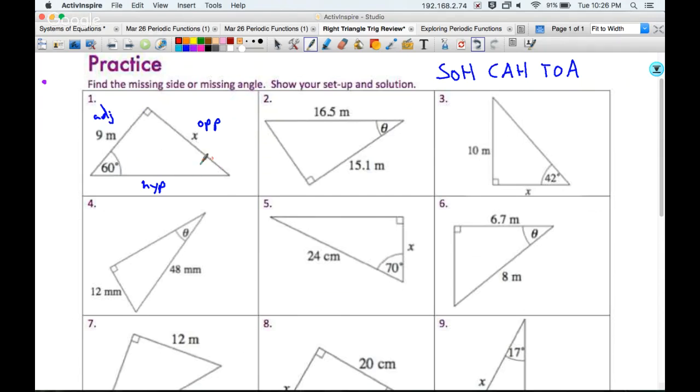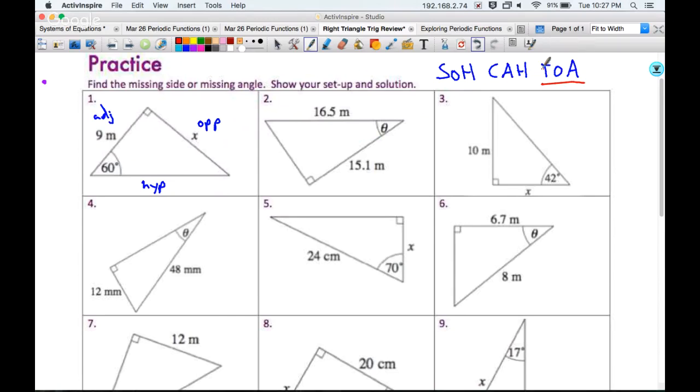If I wanted to focus on this angle over here, I could figure out its measure. It would be 30 degrees because of the triangle sum postulate. But I'm focusing on the 60-degree angle. So from here, the opposite is my unknown, the adjacent is my known, so I can set up the equation that connects adjacent and opposite. And that is tangent. Tangent connects adjacent and opposite.